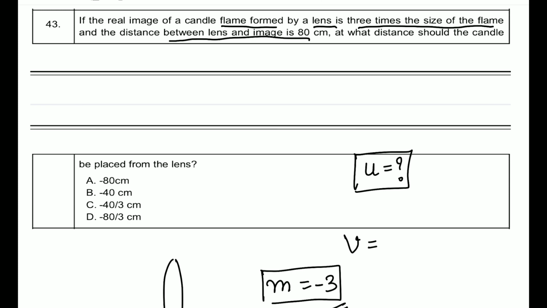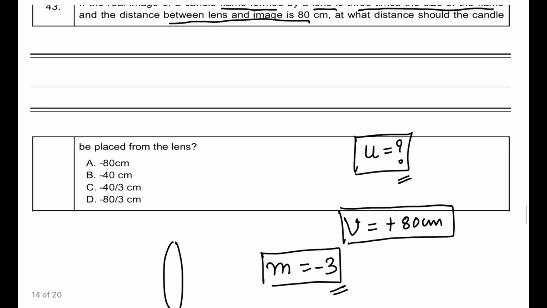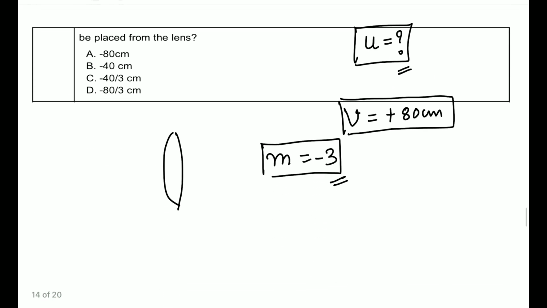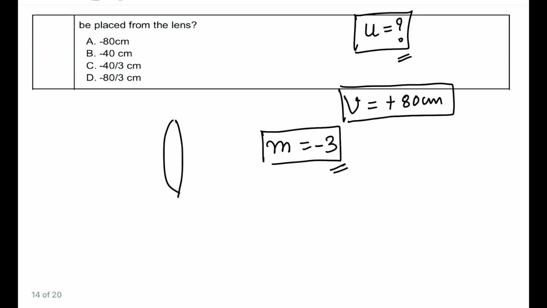So u is something I have to find out. I know the value of v: v will be positive 80 centimeter. Now I'm supposed to find out the value of u. How can I find the value of u? It is very simple. Let's try to do this.